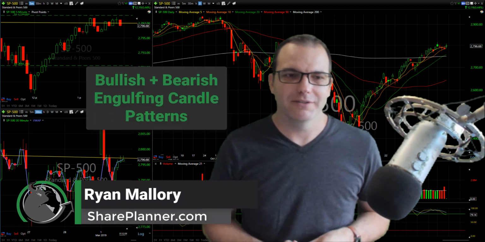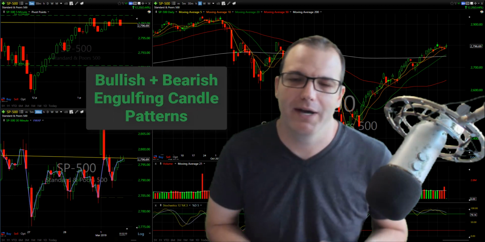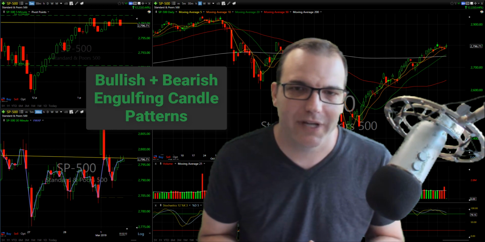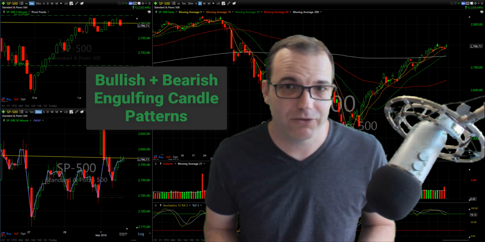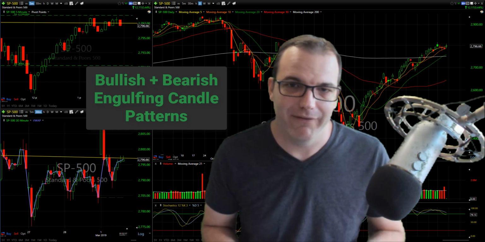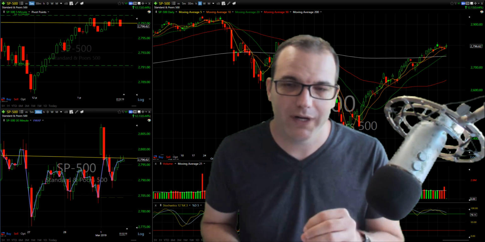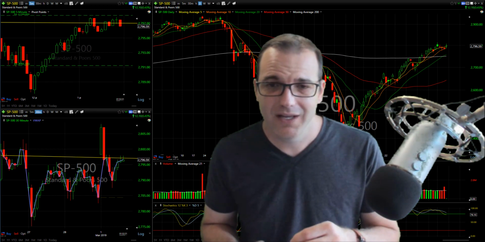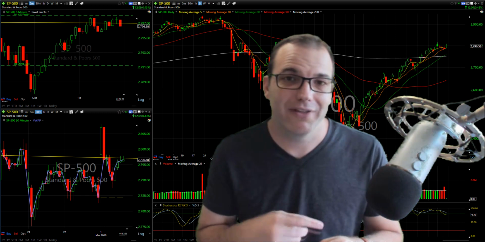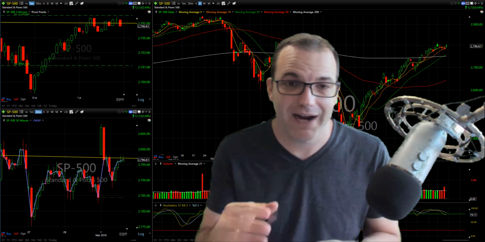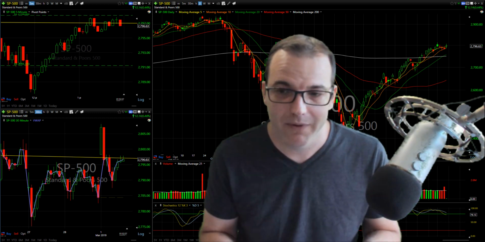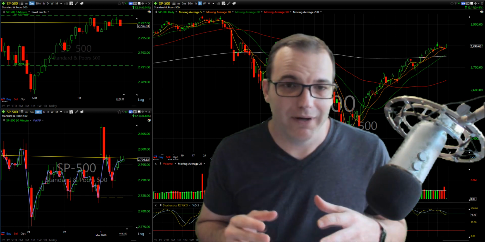Bullish and bearish engulfing candle patterns. Now, what is that exactly? Well, it's a two-day pattern, and we'll start with the bullish candle pattern first. It happens at the bottom of a downtrend typically, and you'll have a very small candle pattern one day, which tends to be to the downside, and then you will have a very strong pattern that engulfs the entire previous day's candle pattern.